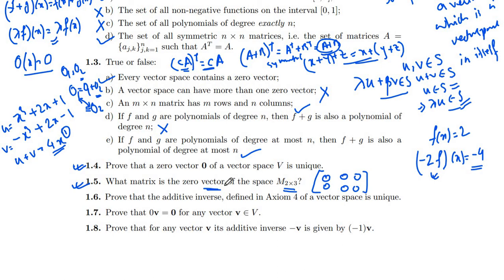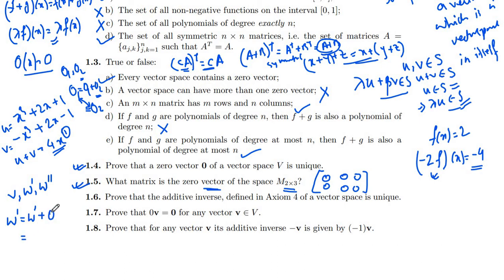Prove that the additive inverse defined in axiom 4 is unique. Okay, now this looks interesting. Suppose we have a vector v and it has got two additive inverses. One is w dash, one is w double dash. Now let's see what w dash is. w dash I can write as w dash plus 0, right? Because if you add the zero vector to any vector, then it would remain the same, right?